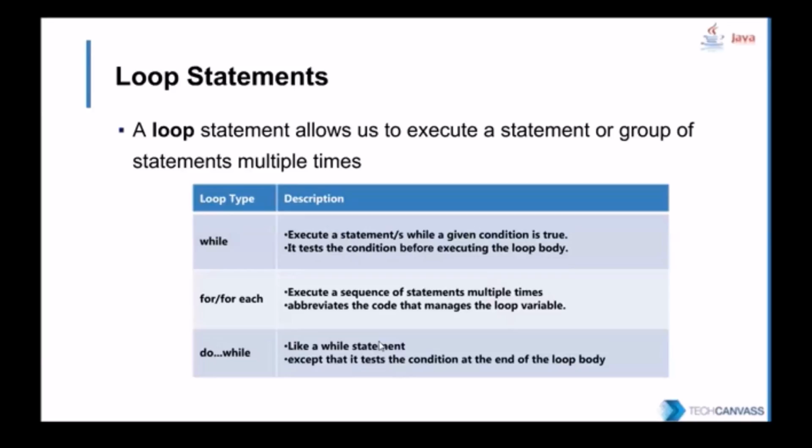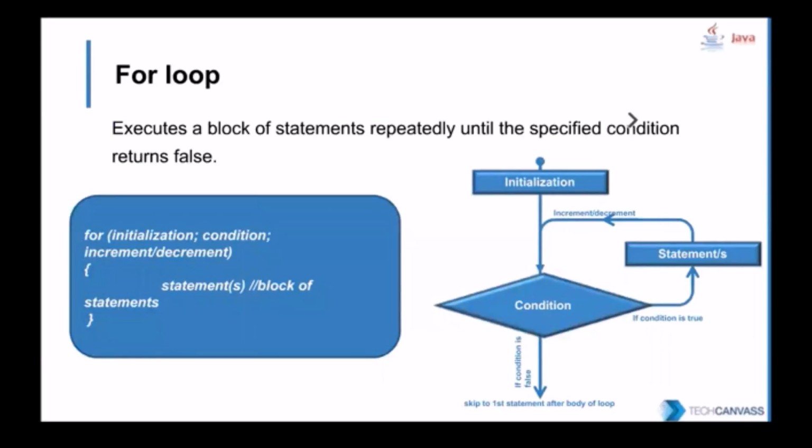Then the do while loop is like a while statement, except that it tests the condition at the end of the loop body. So the do while loop is a special loop. It executes the condition at the end, so it always makes sure that our code is executed at least once, even if the condition is false. This is theory, but when we do practical, you will get a better idea of what all these loops are.